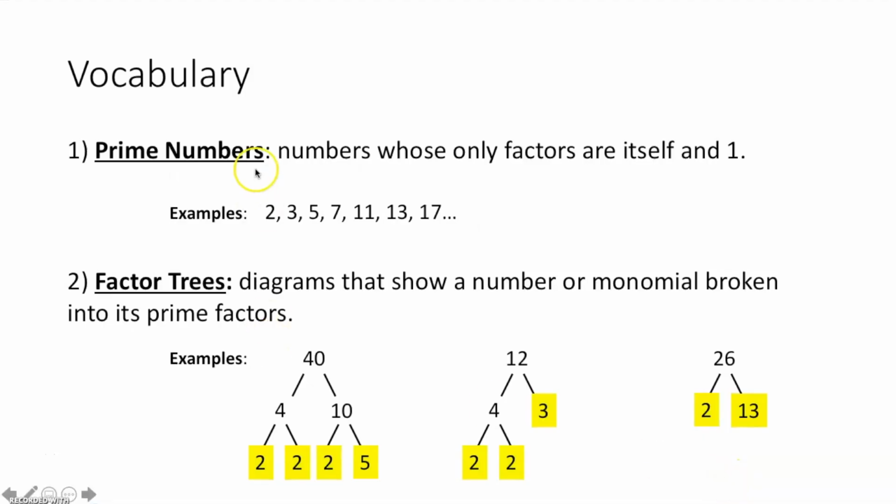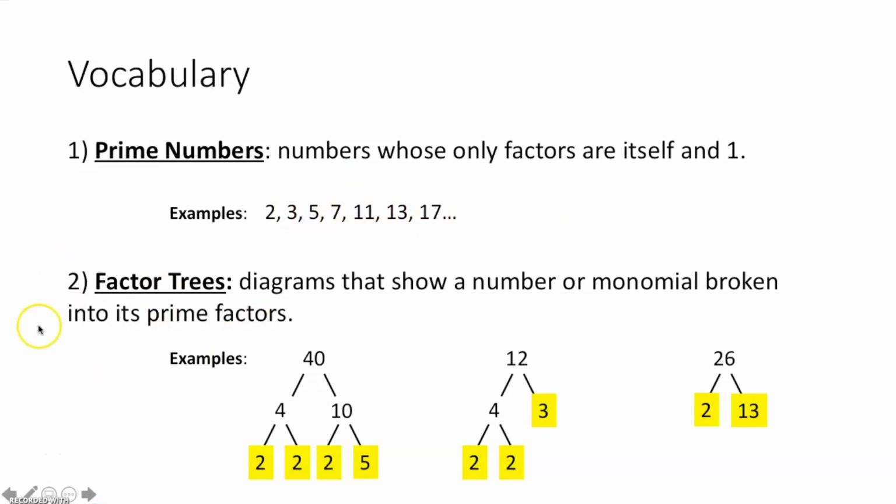First thing we're going to talk about are prime numbers. Those are numbers whose only factors are itself and 1. So here is a list of the first few prime numbers, and it goes on forever. What you can see is that 2, there's no other numbers besides 1 and 2 that multiply together to make 2. 3, there's no other numbers besides 1 and 3. 5, there's no other numbers besides 1 and 5 that multiply together to make 5, and so on. Those are how you get prime numbers.